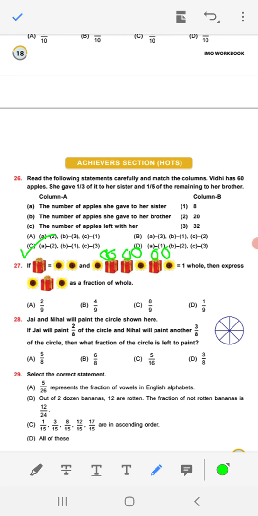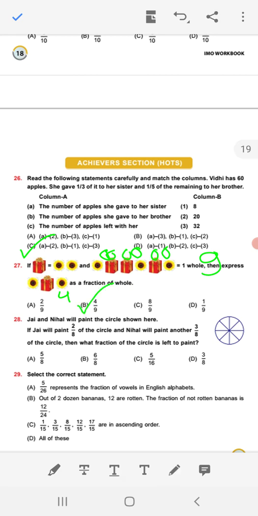So how many total yellow color? 1, 2, 3, 4, 5, 6, 7, 8, 9. So 1 whole means total yellow color pictures, and you have to find the fraction of the whole. 1 whole means total 9 we get. Now this box represents 2, so option B is correct here. So the 27 number answer is B.